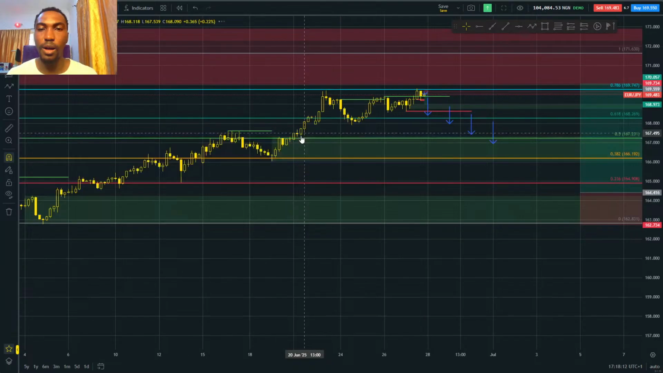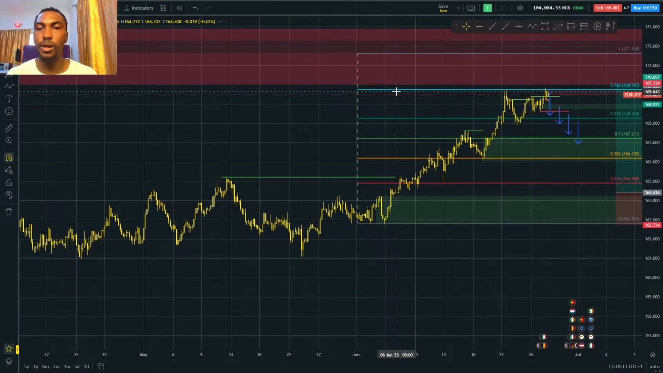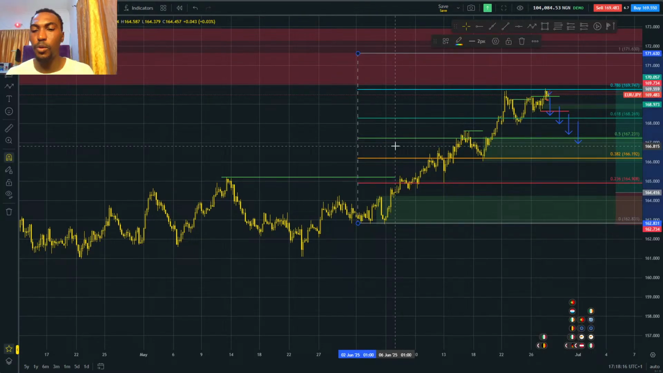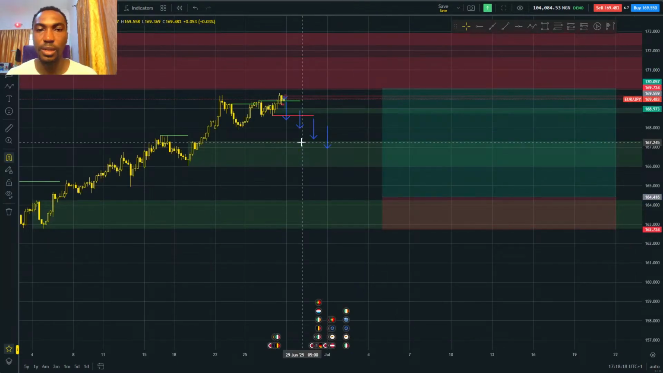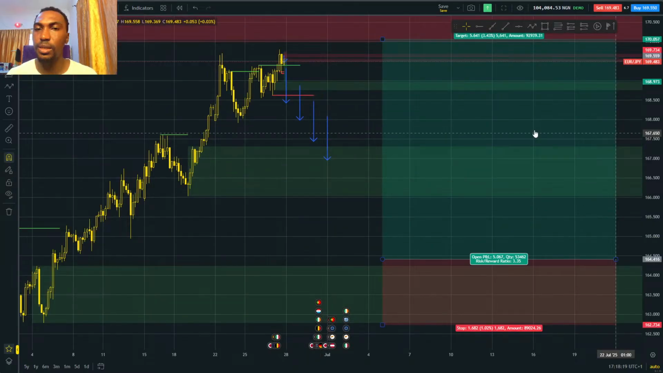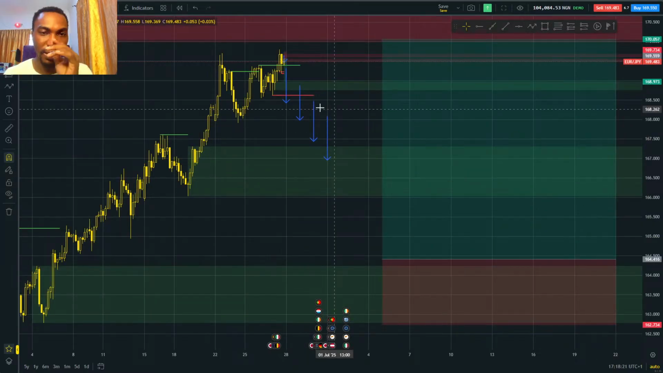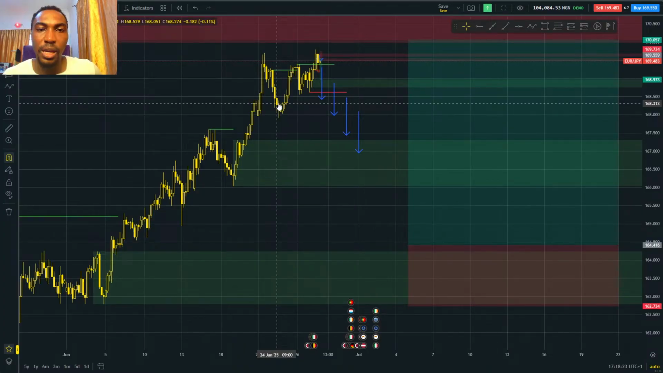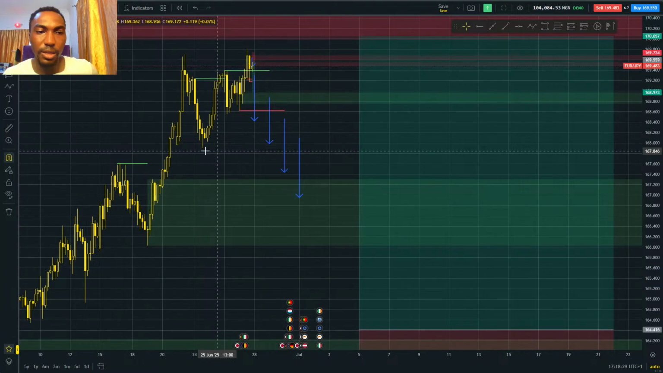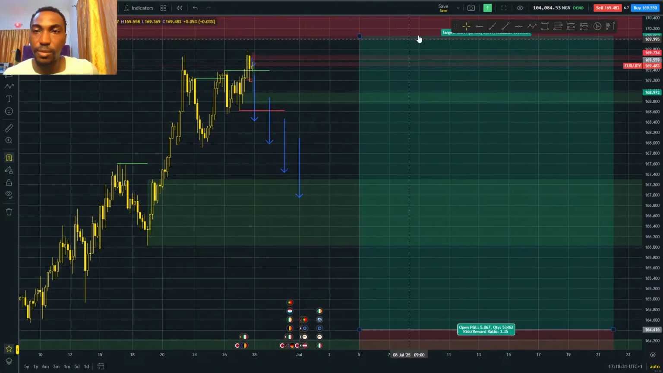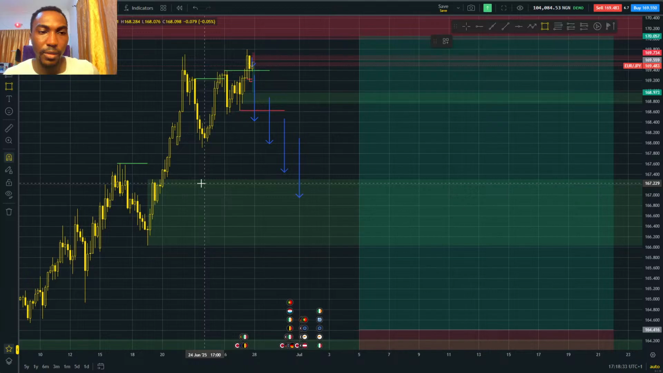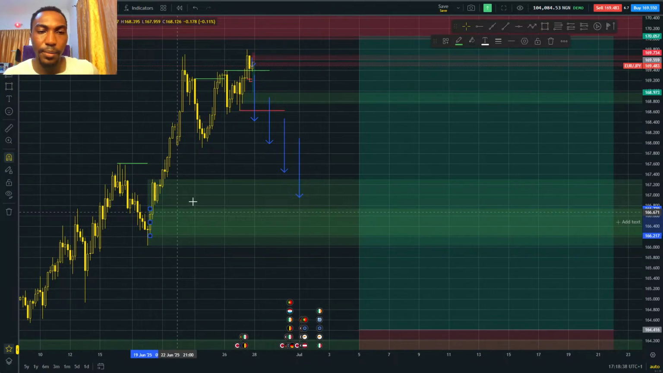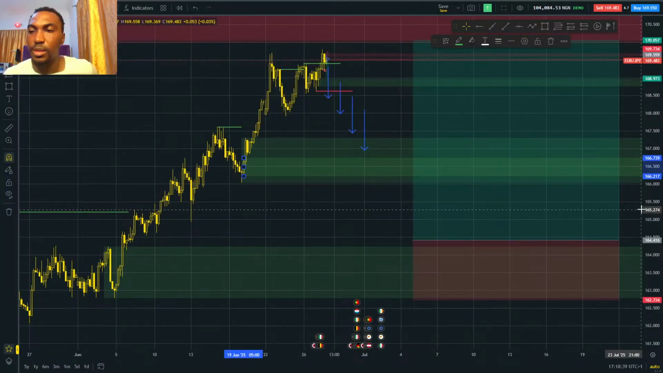For 4-hour traders, let's see. Do you have any hope? Let's see if you have any hope. 4-hour traders, any hope to come into this market for buying opportunities? There's none here. All the opportunities you have is within the daily zone. It's right here anyway. It's right here. For 4-hour traders, this is your opportunity in here.